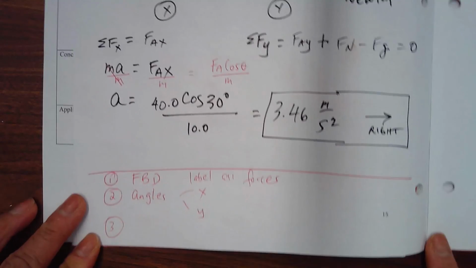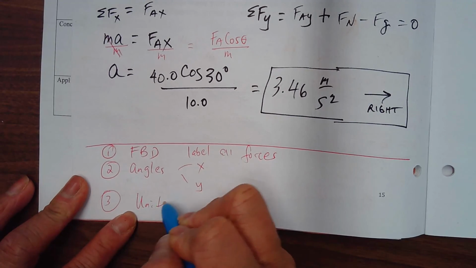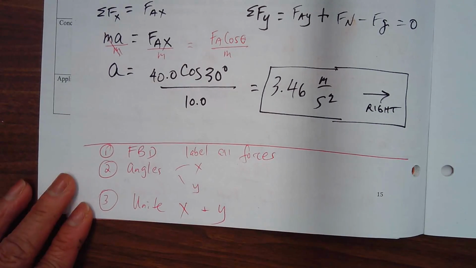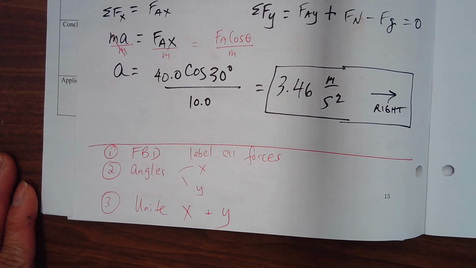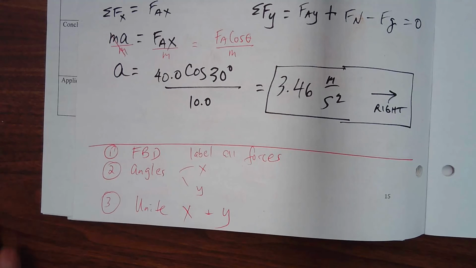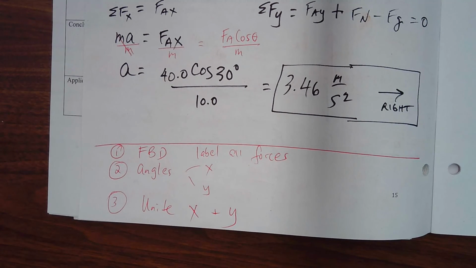And then number 3, you may have to unite x and y by finding the common ground, like what we did yesterday. We'll do more of that, uniting the x and y. I want you to try example 3 on your own to start, just to get you started here. So example 3, the free body diagram, start with that.